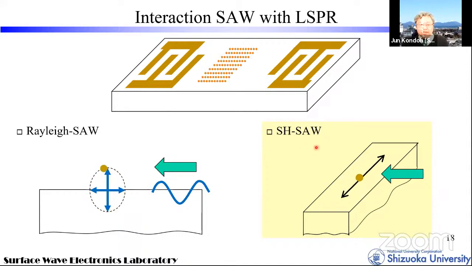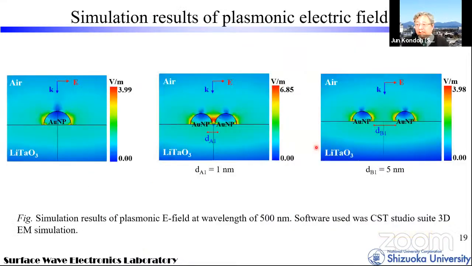Before talking about the experimental result, I show you the simulation result of the plasmonic electric field. This simulation was done using the software CST Studio 3D EM simulation. The semi-spherical gold nanoparticle is on the lithium tantalate surface. This is a single nanoparticle, and the others are dimer cases. We changed the distance between two particles. One is 1 nanometer, and the other is 5 nanometer.